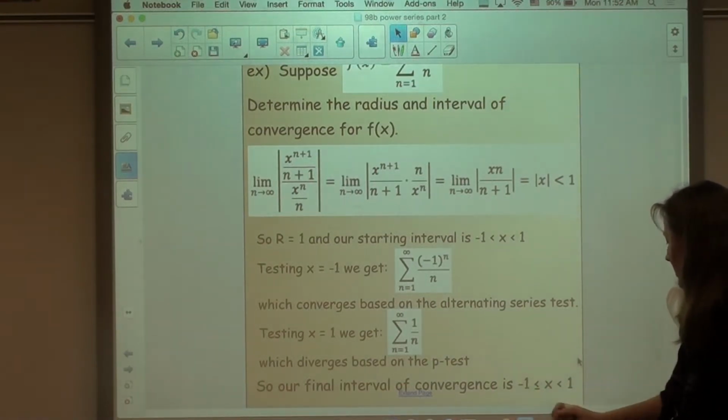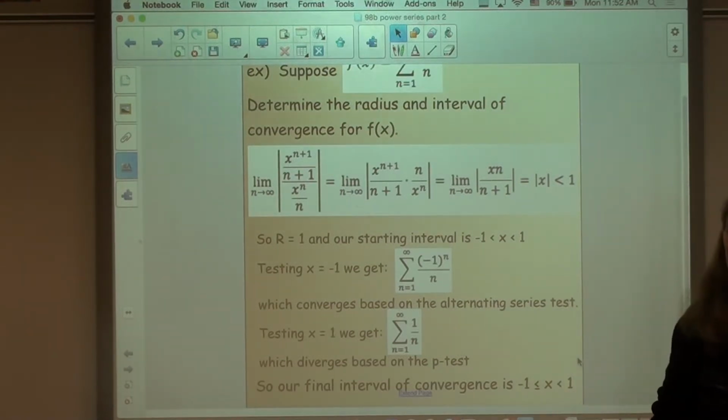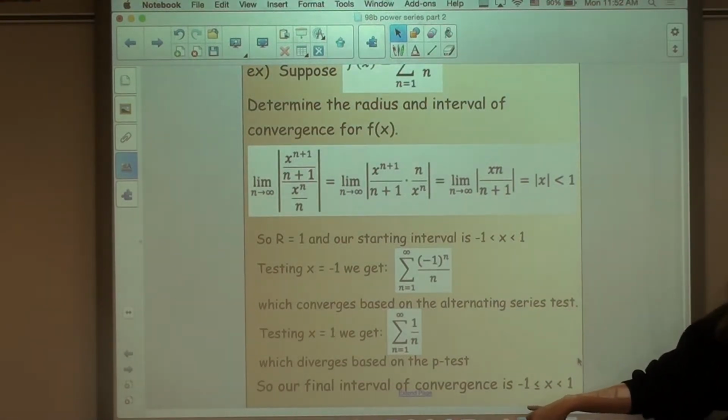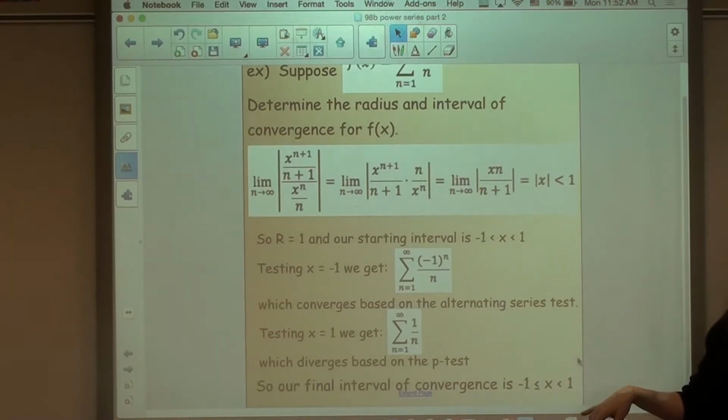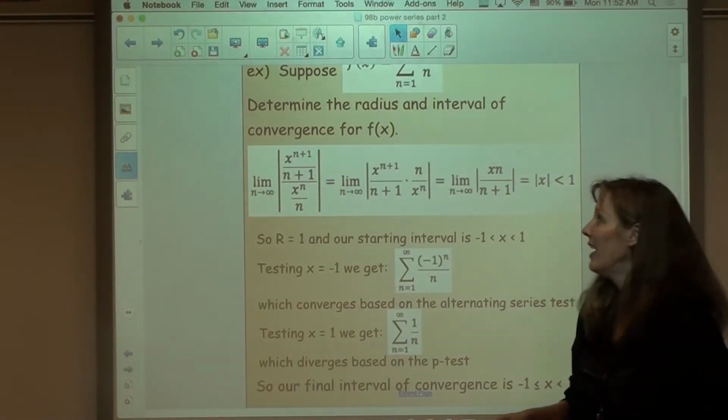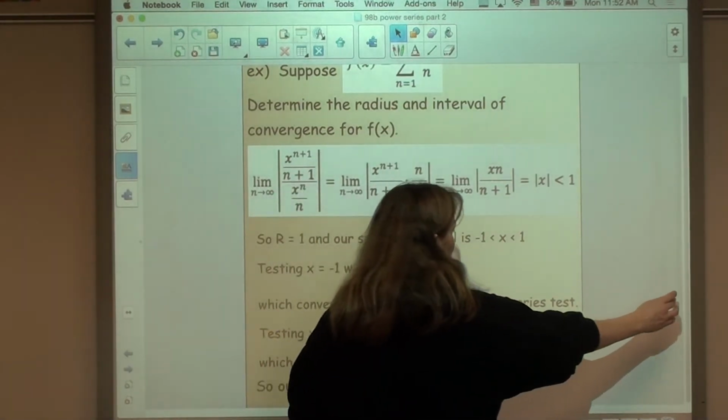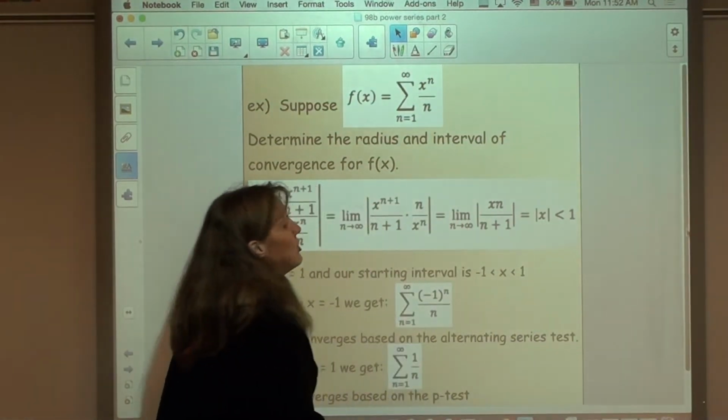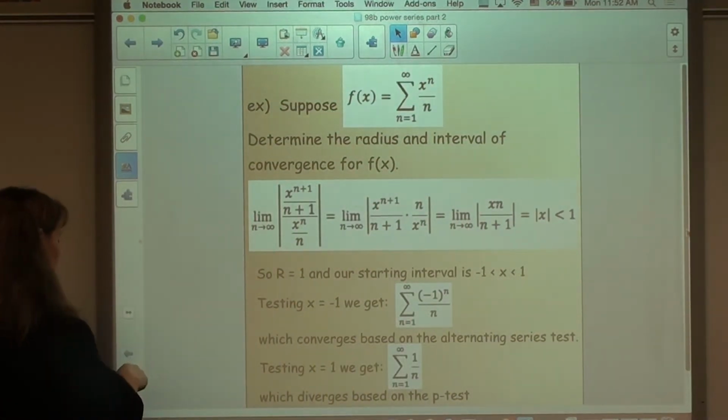It's -1 inclusive, 1 exclusive. So -1 less than or equal to x less than 1. Is that okay? Good. All right. Hey, that's just review. Why would we spend time doing review?